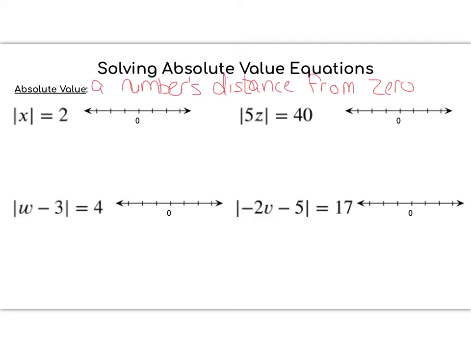Absolute value is a number's distance from zero. It is how many spaces the number is from zero on the number line. So my first equation is the absolute value of x equals 2.